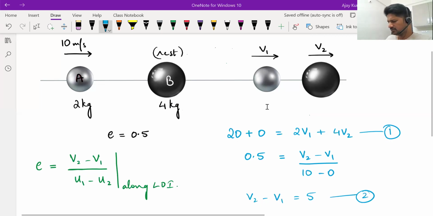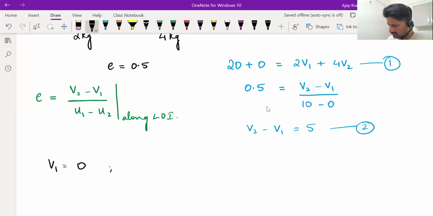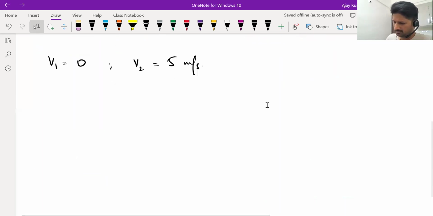Okay, you solve the equations. You will get V1 as 0 and V2 as 5 meters per second. So the first sphere A comes to rest and B carries the momentum after the collision. That is what the answer tells us. Now they can further ask you to calculate the change in kinetic energy, loss in kinetic energy, or percentage loss in kinetic energy. Such things also can be asked. Fine. Let's try another problem.